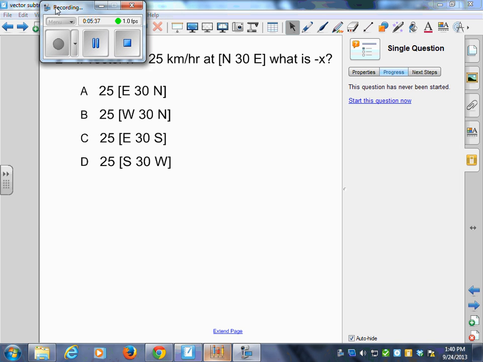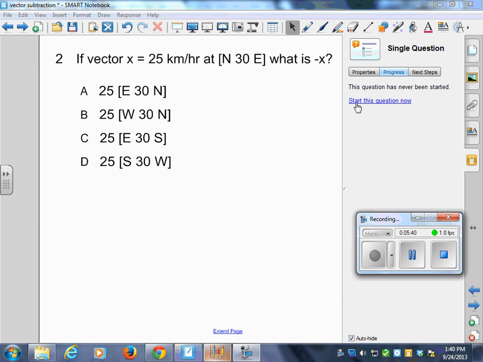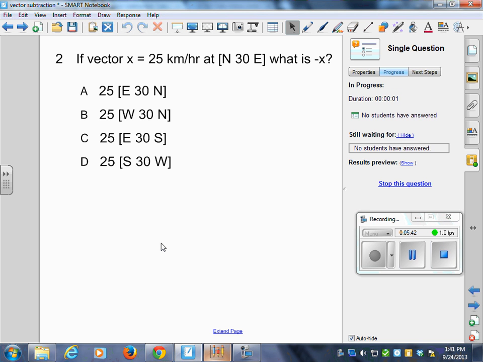Okay. What about this one here? If vector x is 25 kilometers per hour at north 30 east, what is negative x? Opposite.